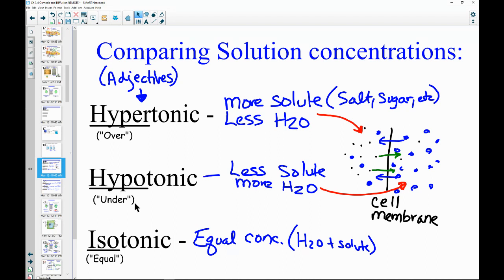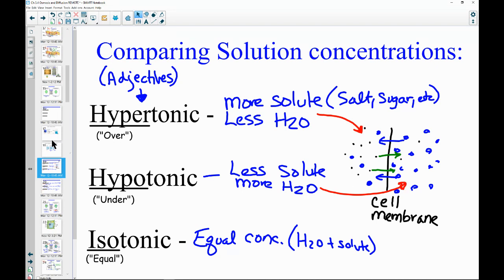Hypotonic, hypo means under. If you're hypothyroid, your thyroid is not working at the level it should, so you're very slow and sleepy. If you're hyperthyroid, it's overactive versus underactive. Hypotonic means you have under, less solute, therefore more water. I always like to think of hypo like hippos in the water, more H2O, and then iso for equal. And so we're starting to learn hypertonic makes cells shrink, hypotonic makes cells swell.